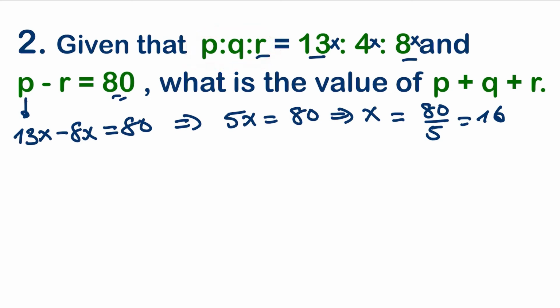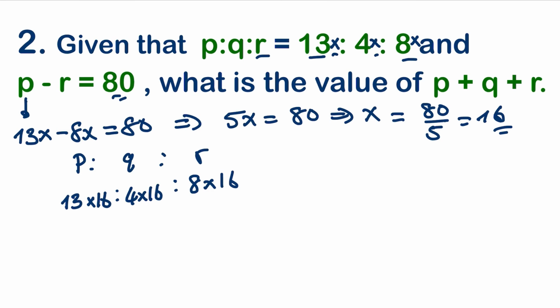P is to Q is to R. Now we know the value of x that we are going to multiply, so that we can have P, Q, and R. The value of x is 16. So I'm going to write P is to Q is to R. We have 13 times 16. Next we have 4 times 16, because we need to multiply by the value of x. Lastly we have 8 times 16.